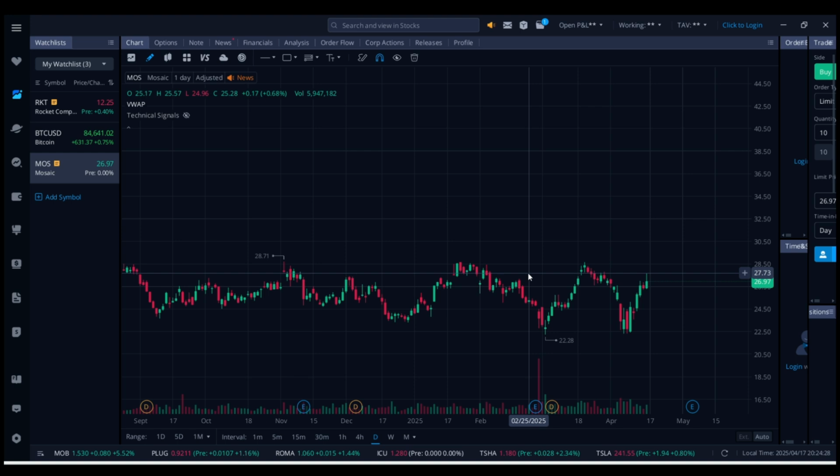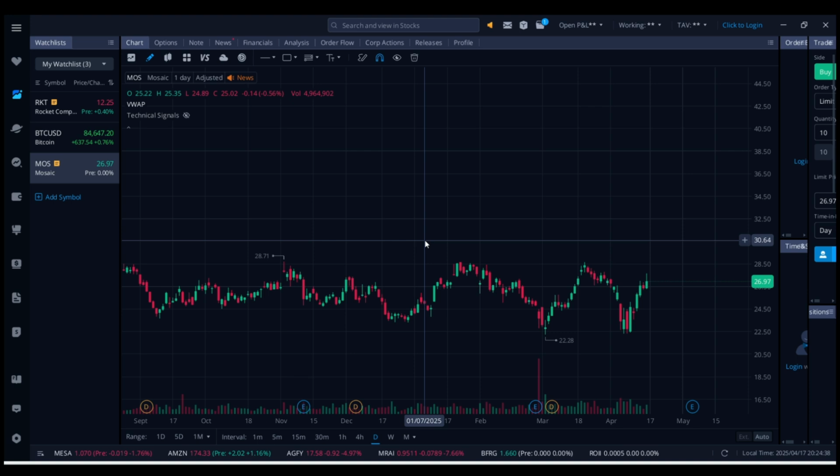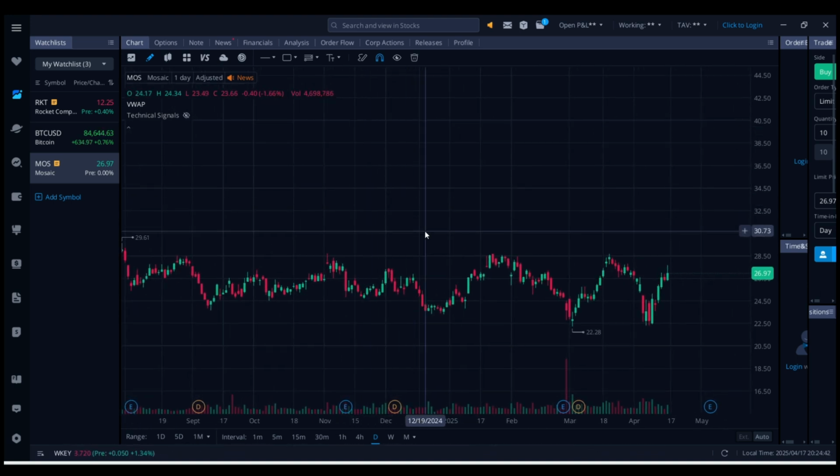Pretty much a ranging market is where the price is just bouncing up and down and consolidating, not much buying and selling is happening. So what we'll do, we'll go through a few examples here. We're going to jump on ticker MOS.